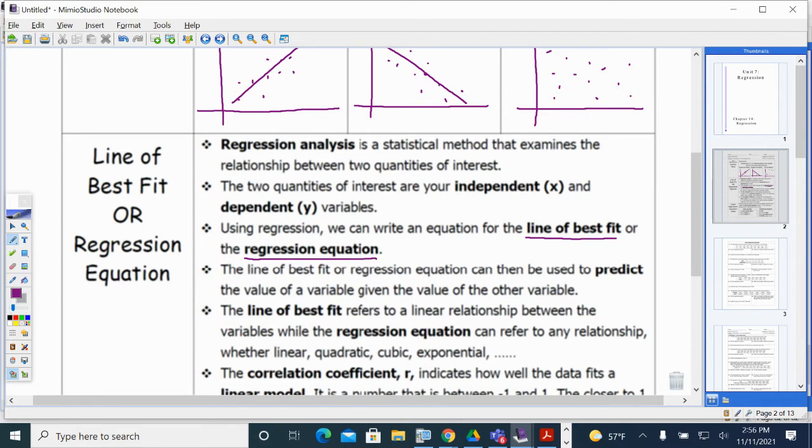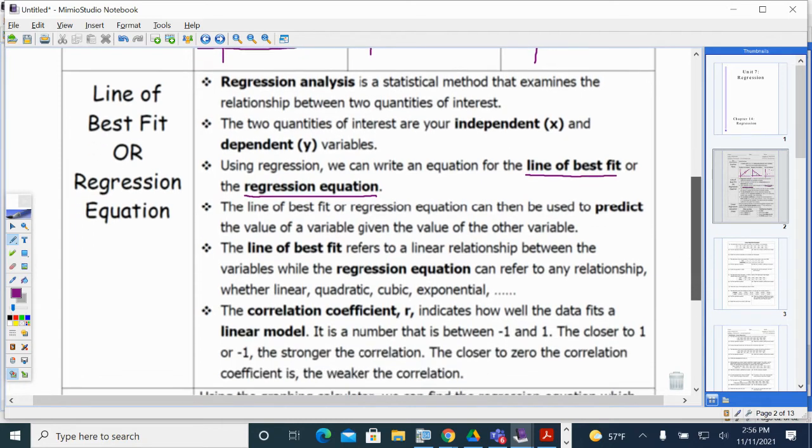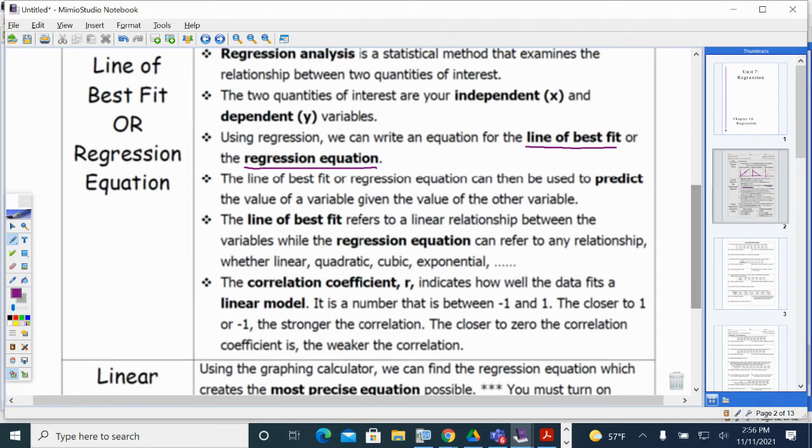In Algebra 1, you would have studied this as line of best fit. And in Algebra 2, we refer to it more as a regression equation because we don't focus on just linear data. Some of our data might create a parabola, creating a quadratic relationship, or a cubic relationship, or an exponential, or a logarithmic. So we have different regression equations that we're going to look at in this chapter.